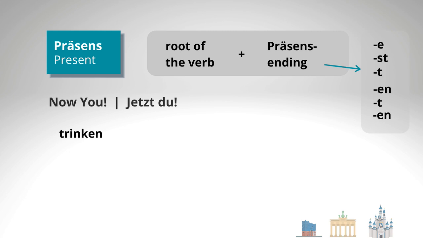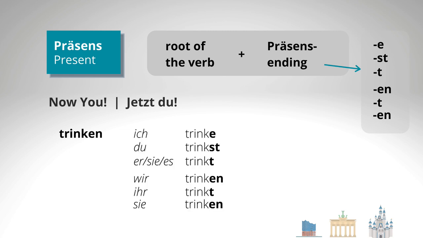The correct solution would be ich trinke, du trinkst, sie/es trinkt, wir trinken, ihr trinkt, and sie trinken. We get the root trink by leaving out the en, so we have trink, and then you just add the present endings. Not that difficult, right? Let's have one more.